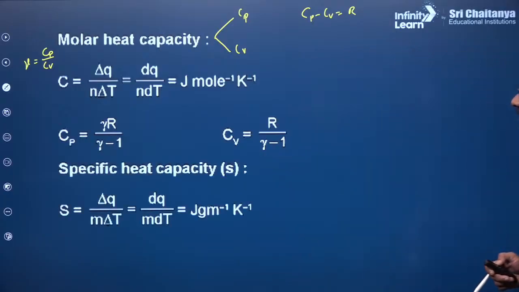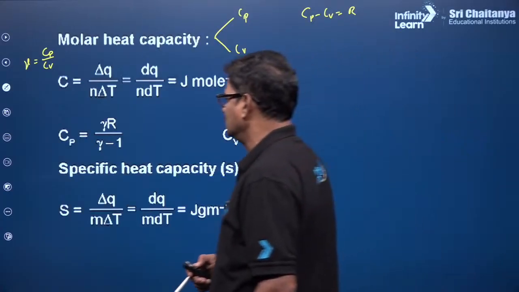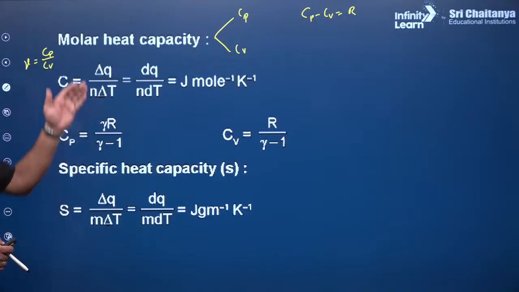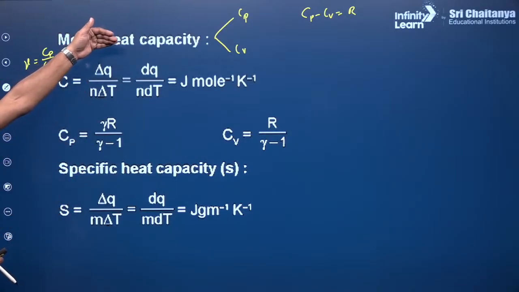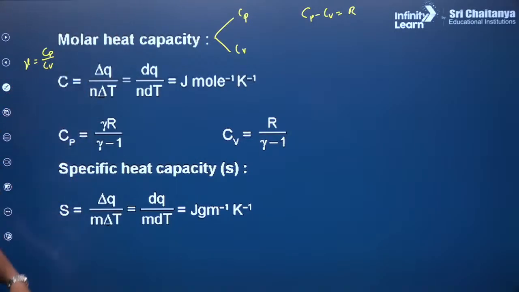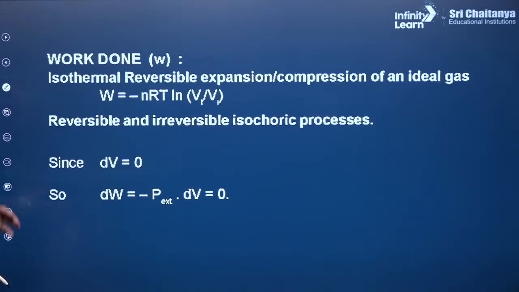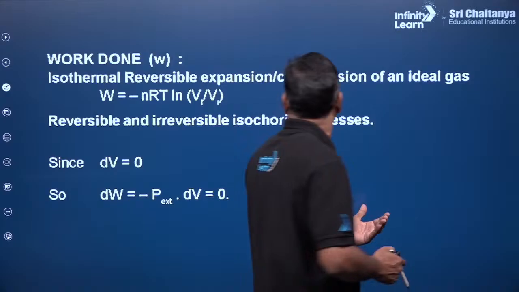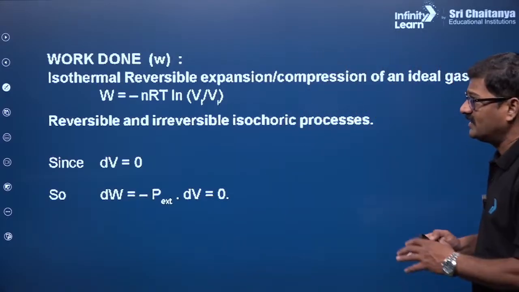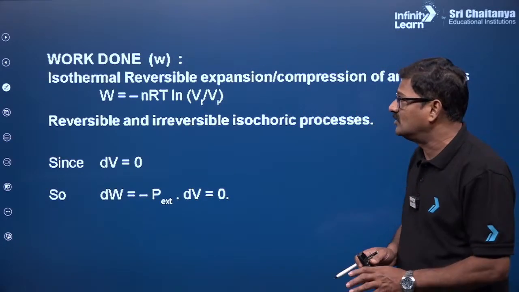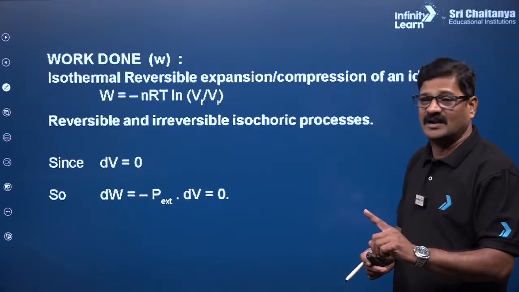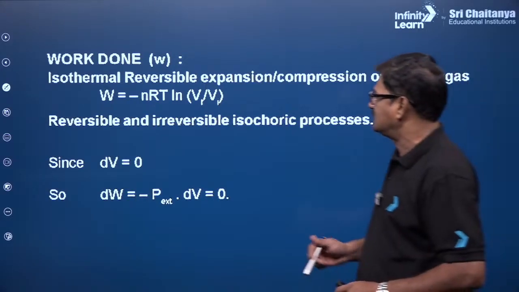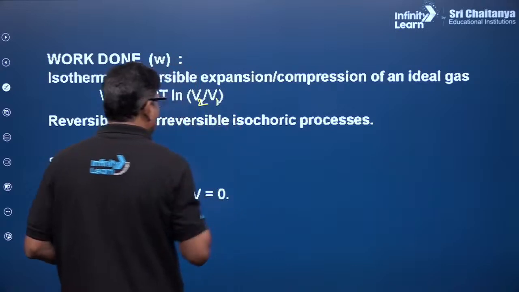And talking about specific heat capacity that I already mentioned: for 1 gram of the substance it is specific heat capacity, for 1 mole of the substance it is molar heat capacity. And also work done: for isothermal reversible work done in the compression or expansion of an ideal gas, W is equal to minus nRT ln V2 upon V1.